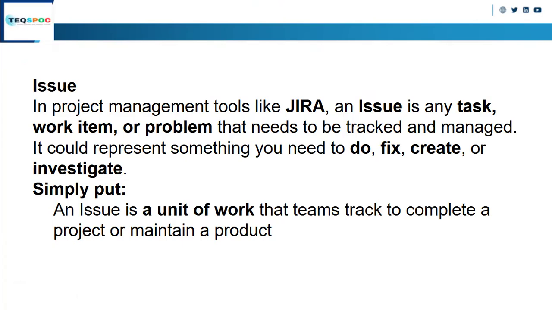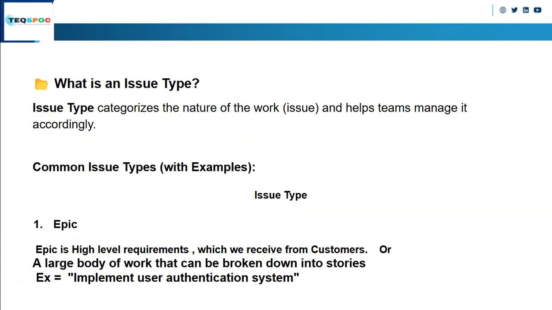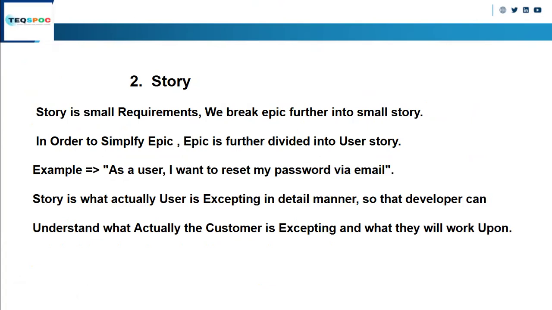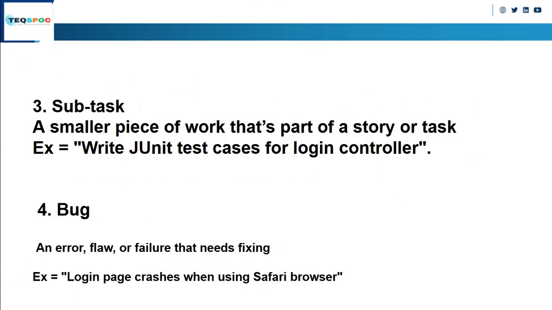Issues are divided into different types. Let me show you the different types of issues. Basically, an issue is categorized into many types. First we have epic, then we have stories, then tasks, subtasks, and bug. These are the different issue types.